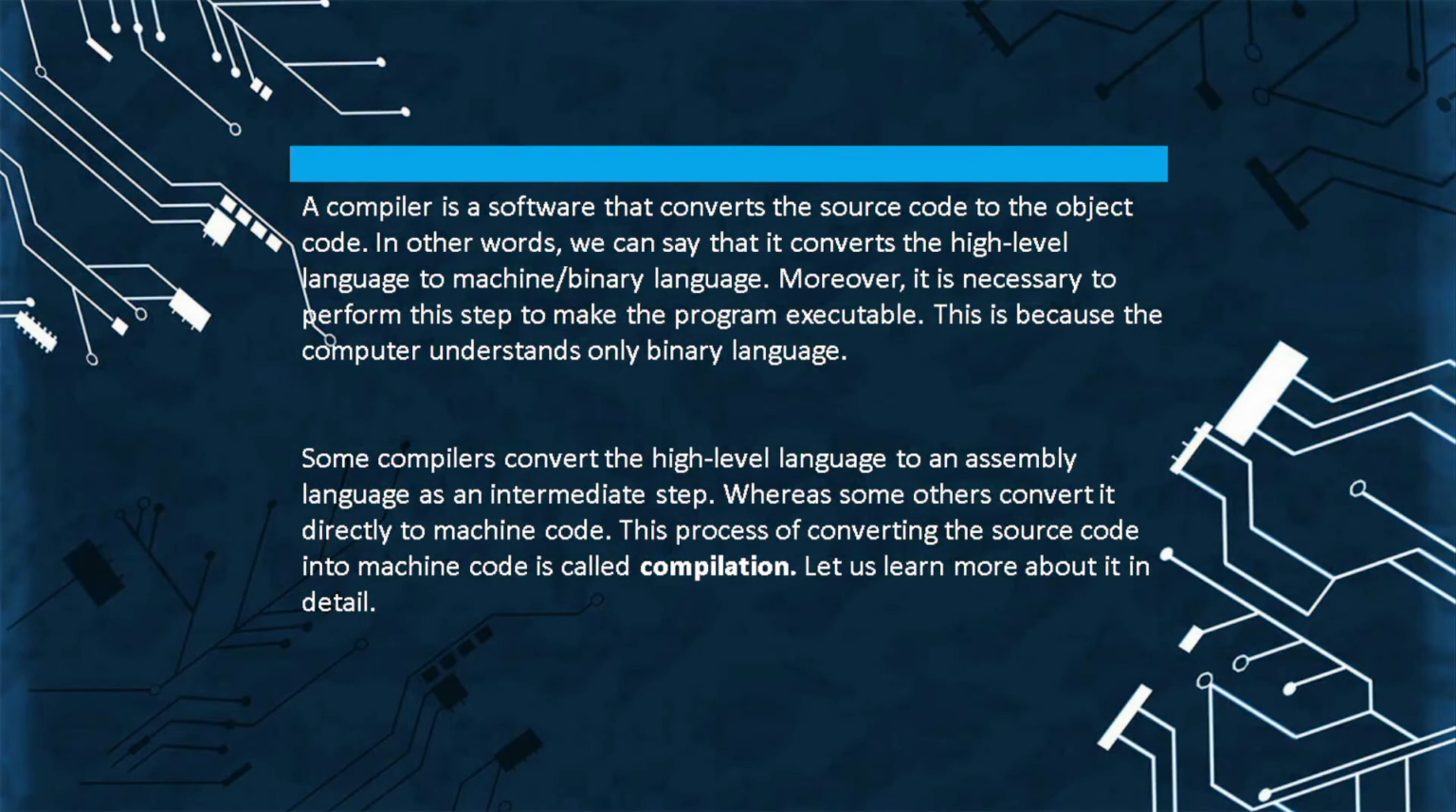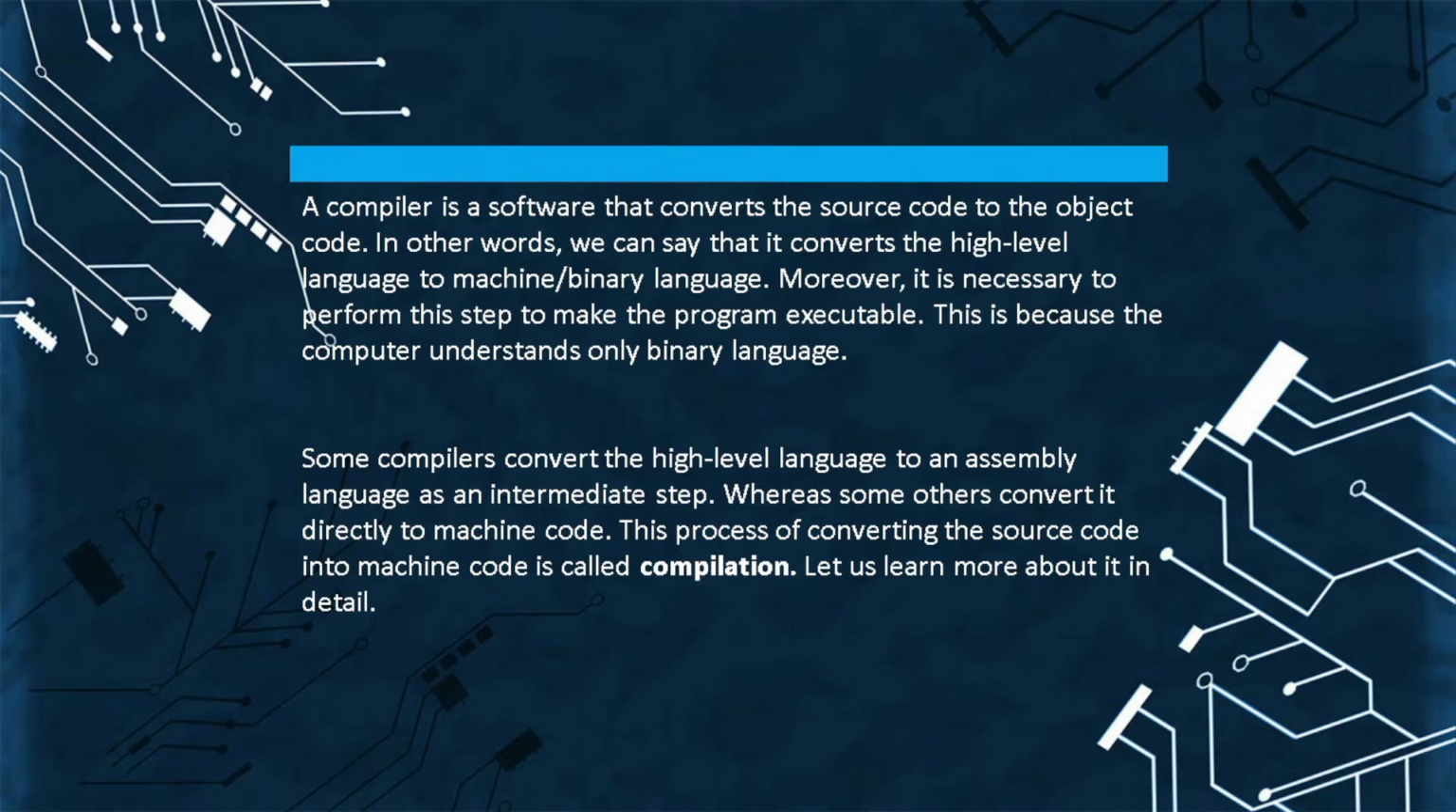A compiler is software that converts the source code to the object code. In other words, it converts the high-level language to machine or binary language. Moreover, it is necessary to perform this step to make the program executable, because the computer understands only binary language.